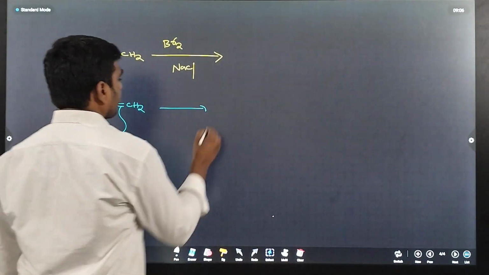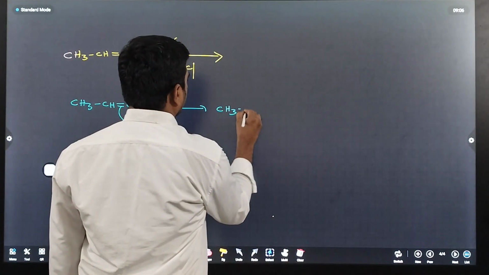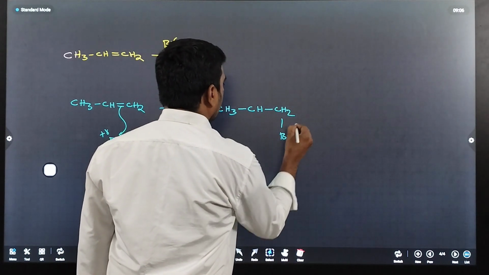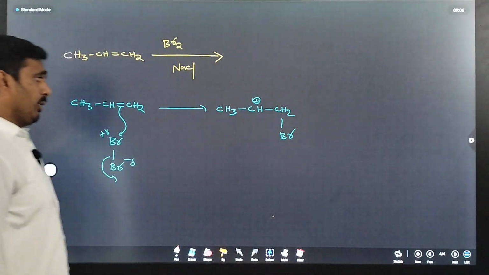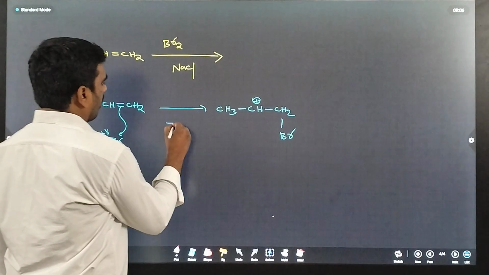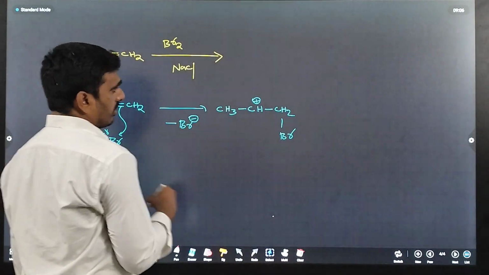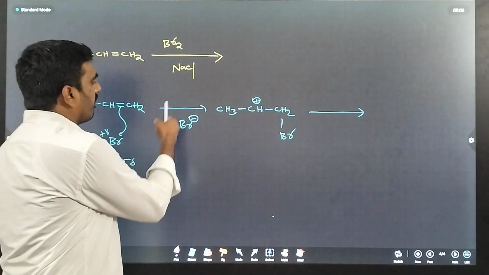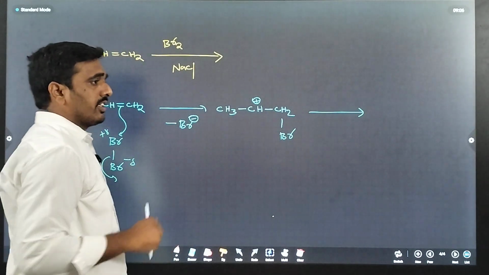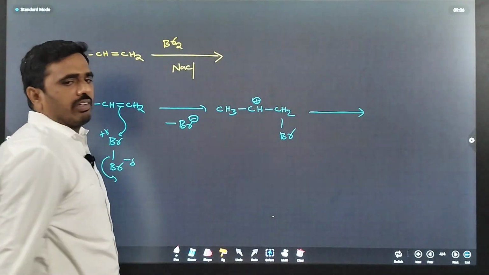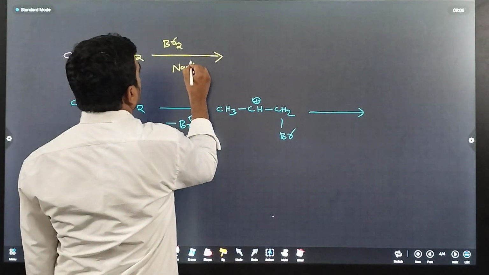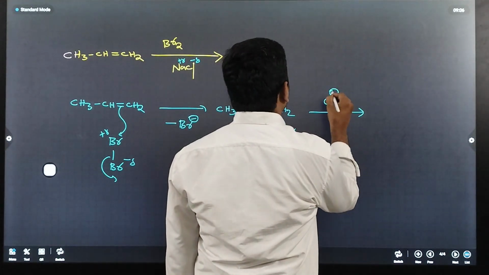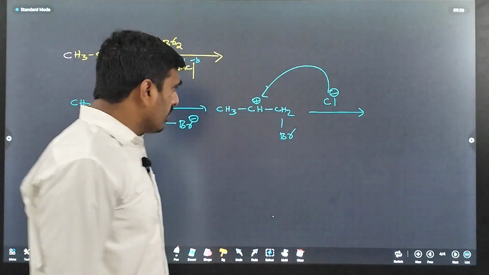So we get CH3CH-CH2Br with a positive charge, and here Br minus is released. Then in the second step, if you are using the non-polar solvent, this Br minus attacks the positive charge. But here we are using the polar solvent. In polar solvent, we have Cl minus and Na plus. Cl minus is a nucleophile. So Cl minus attacks the positive charge.